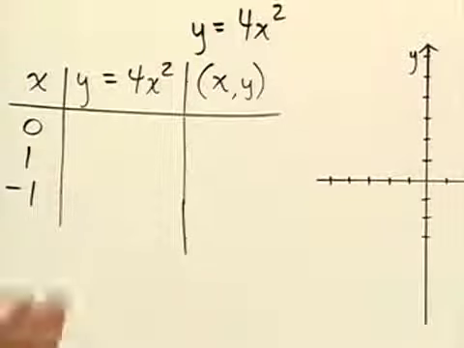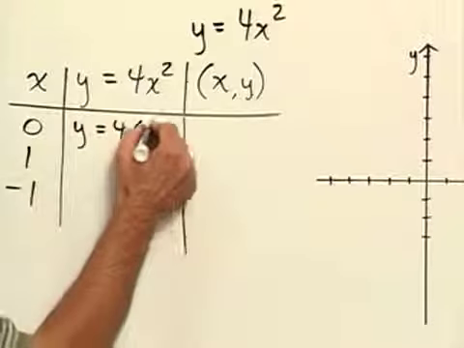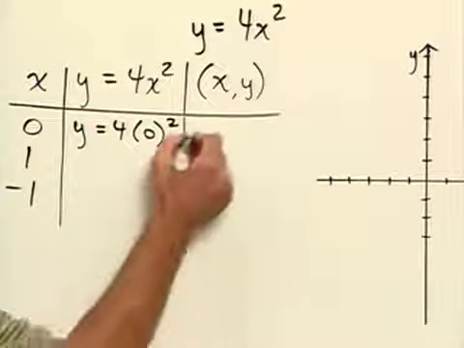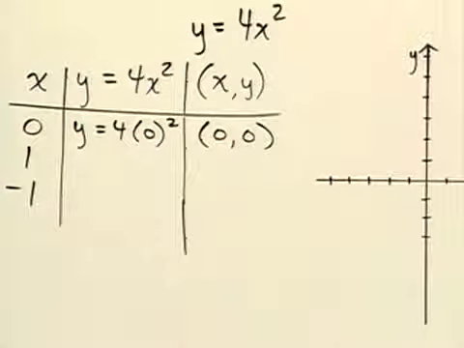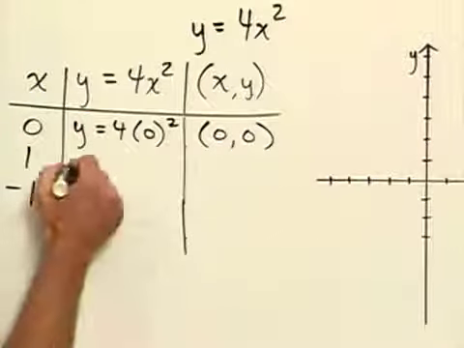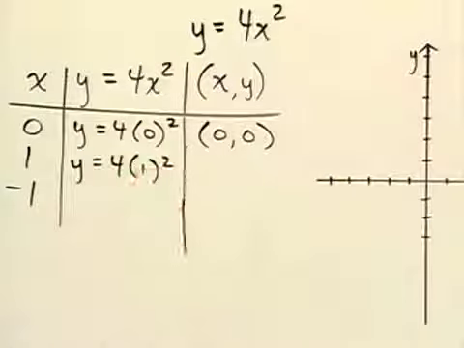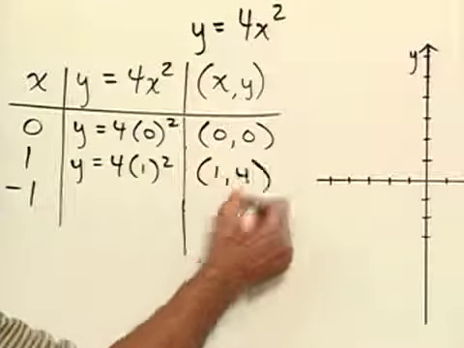If I plug in 0 for x, I will have y is equal to 4 times 0 squared, which will end up being 0. So our first point will be 0, 0. For our second point, we'll plug in 1 for x and see what the corresponding y value will be. So y will equal 4 times 1 squared, which 1 squared is 1, times 4 is 4. So our next point will be 1, 4.